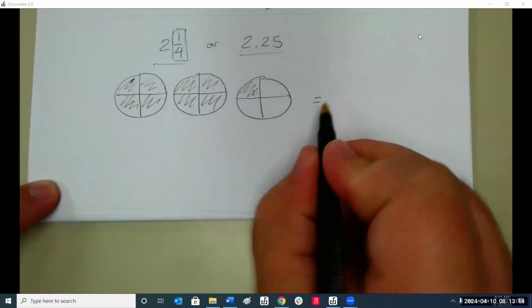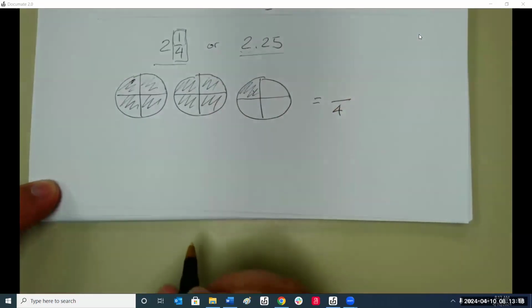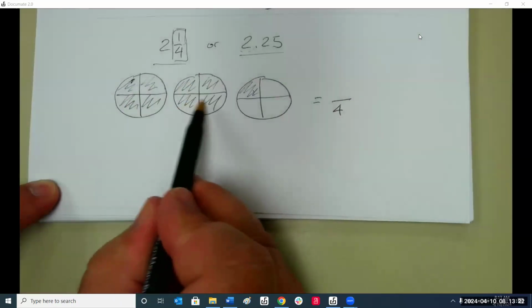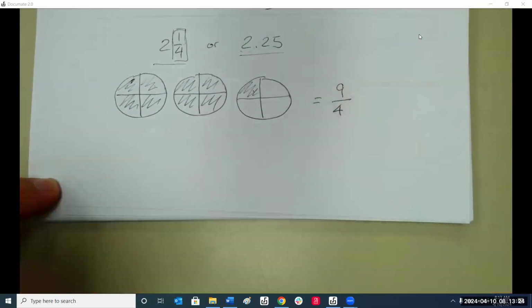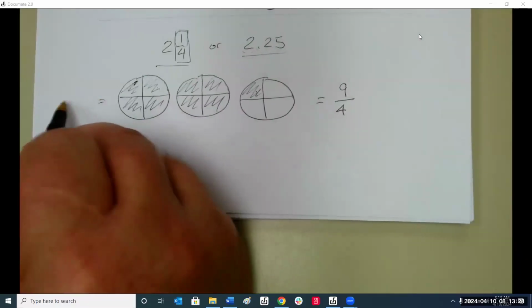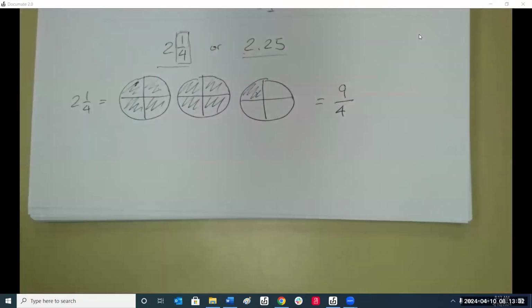What the kids are going to do is, since each of these is divided into fourths, count how many pieces we have. 1, 2, 3, 4, 5, 6, 7, 8, 9. So 2 and 1/4 is the same thing as 9/4.